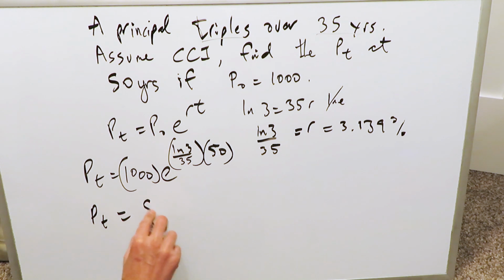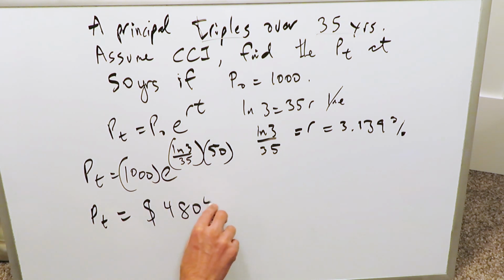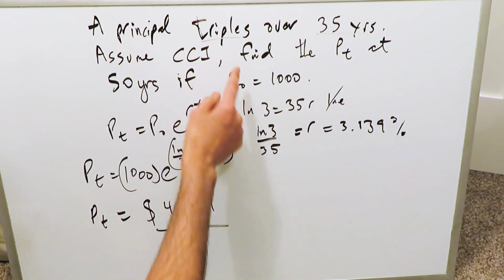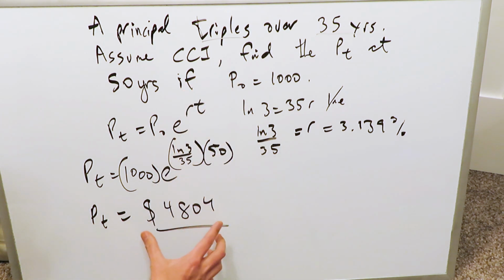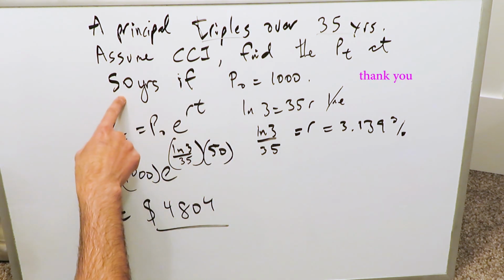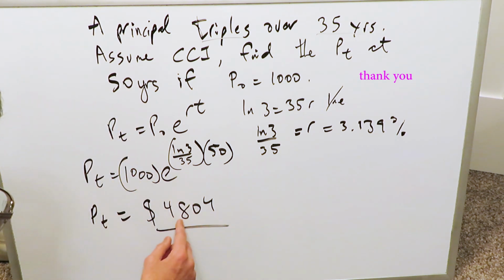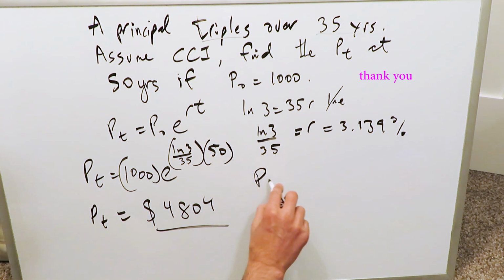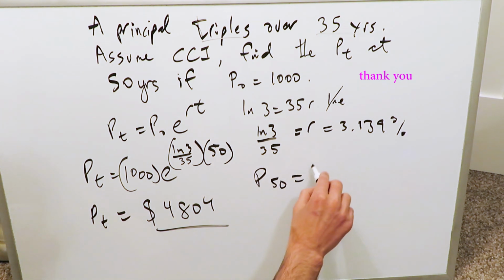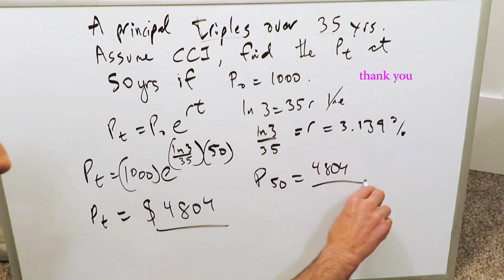Principal at time t is going to be $4,804, rounded up. It makes sense because after 35 years it tripled from 1,000, so it would have been 3,000. Then after an addition of 15 more years, you're upping it some more, and your principal at time t at 50 would be 4804. You can represent it as this. Principal at time 50 will be 4,804, and we're done.